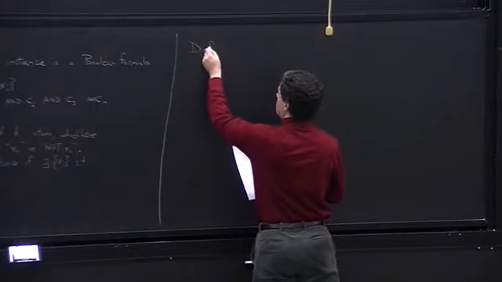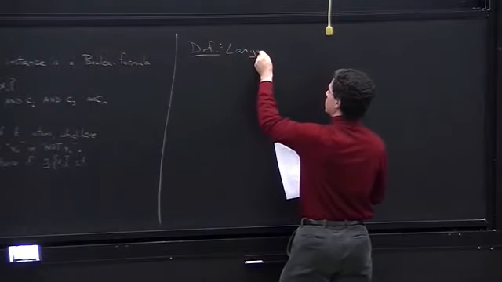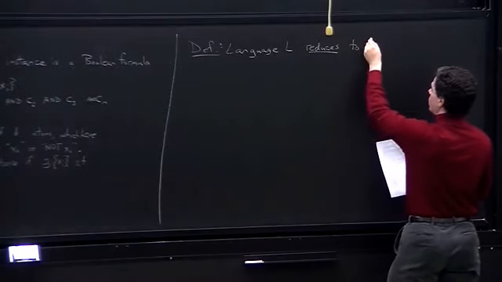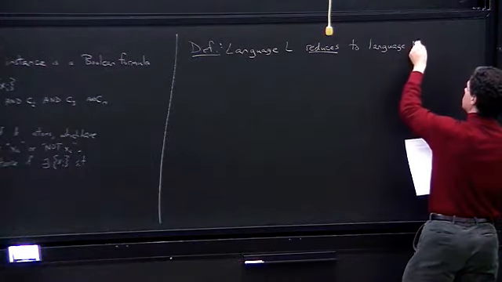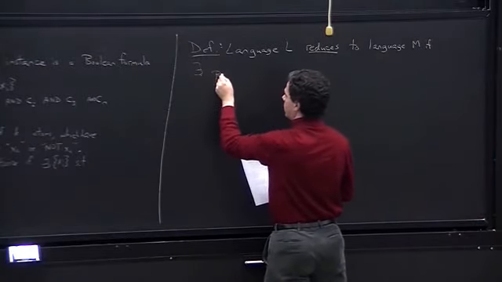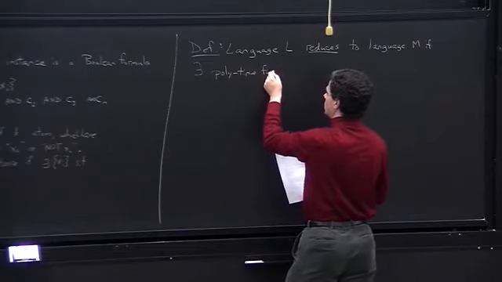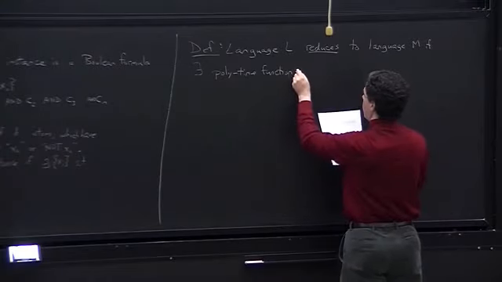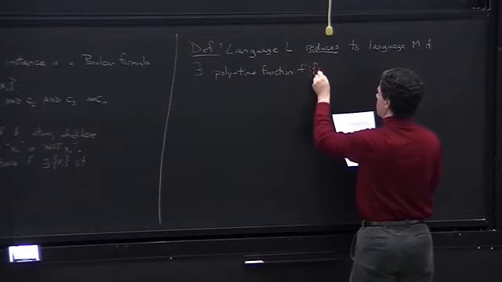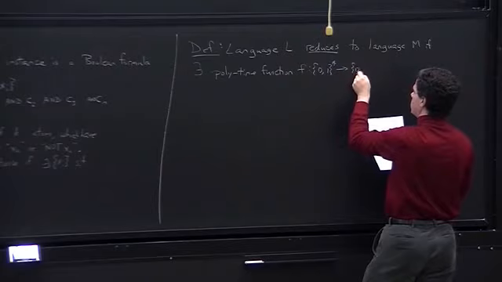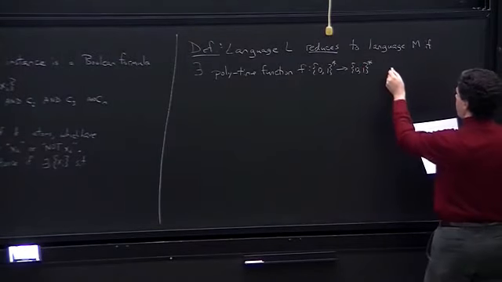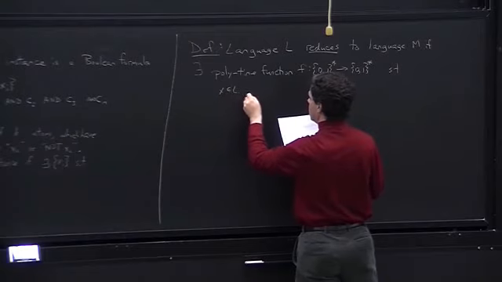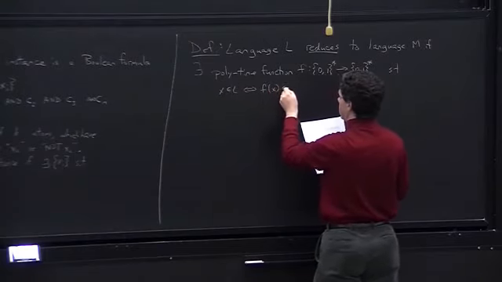So we say that a language L reduces to another language M if there exists some polynomial time function that maps words to words, so it's mapping {0,1}* to {0,1}*, such that x is in L if and only if f of x is in M.